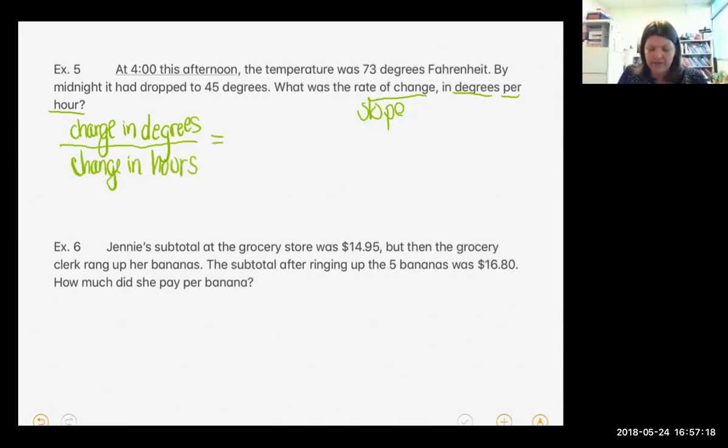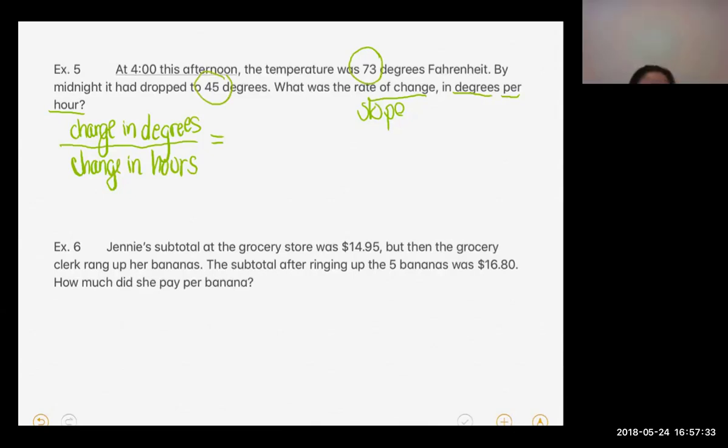Okay, so I can see that originally the temperature was 73 degrees, and now it went down to 45 degrees. Marilee, how could I figure out how much the temperature changed? Divide 73? Well, I'll divide to find the slope, but I don't have that yet. I need the change first. So let's think about this. So hold on a second, because we actually did this last class, but I don't know if I made a clear link to it.